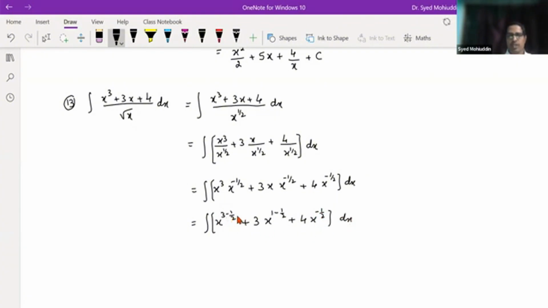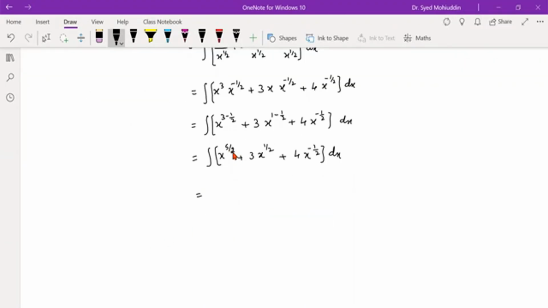Can you just subtract this one? Let me know what these power values are. Can you try this one? You got these powers: 5 by 2, 1 by 2, minus 1 by 2. So now when you use the formula, or it is better you write down one more step, x power of 5 by 2 times dx. You try it. You can verify the answer later on. Just write the answer here.